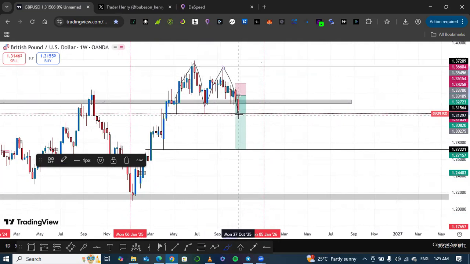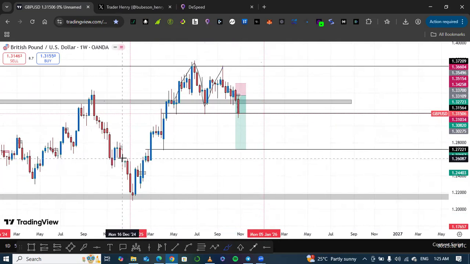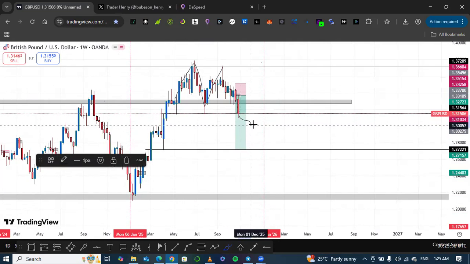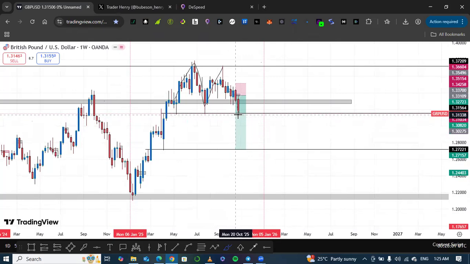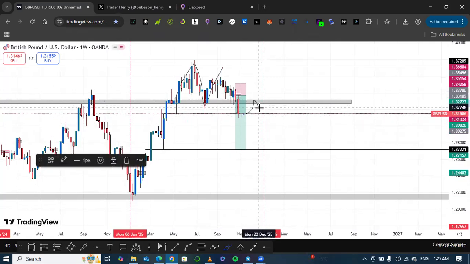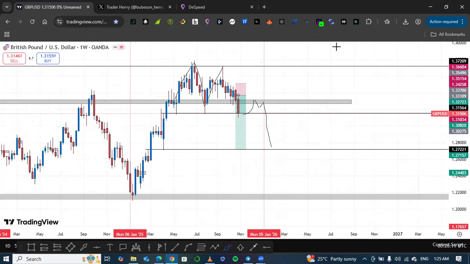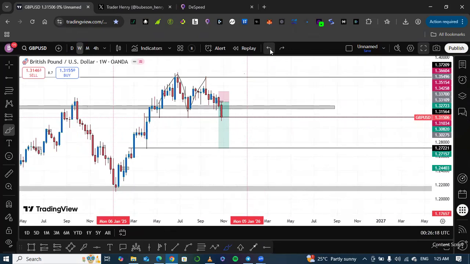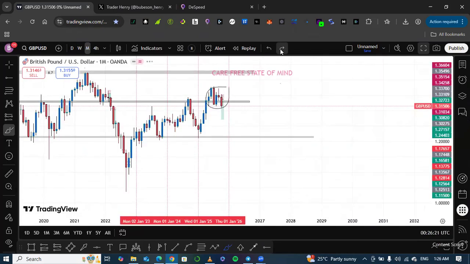So what I'm expecting is two things. It's either we keep pushing to the downside slowly, slowly like this, or price comes back and has a retest of this broken neckline, something like this. These are the two things I'm watching out for on GPUSD. I'm already short, and I'll keep holding my short position till God knows when.